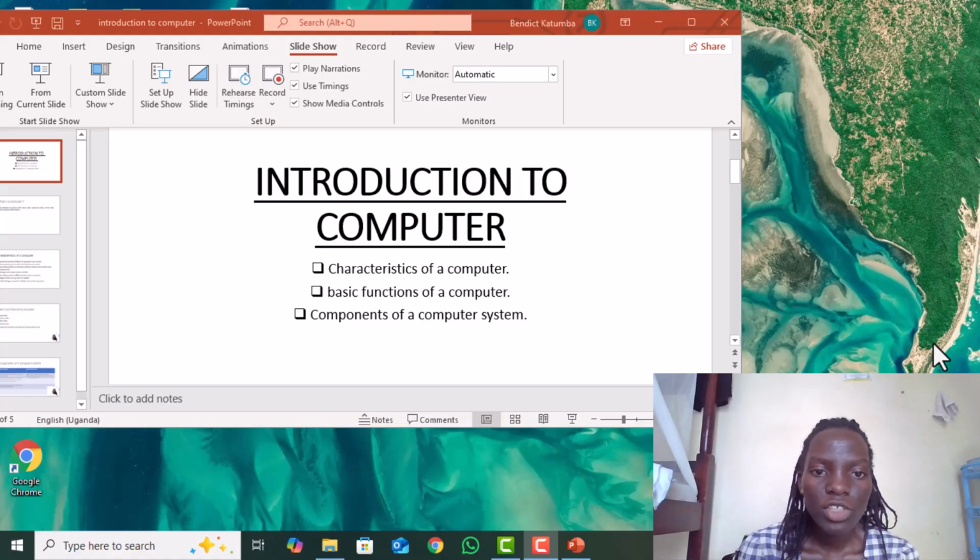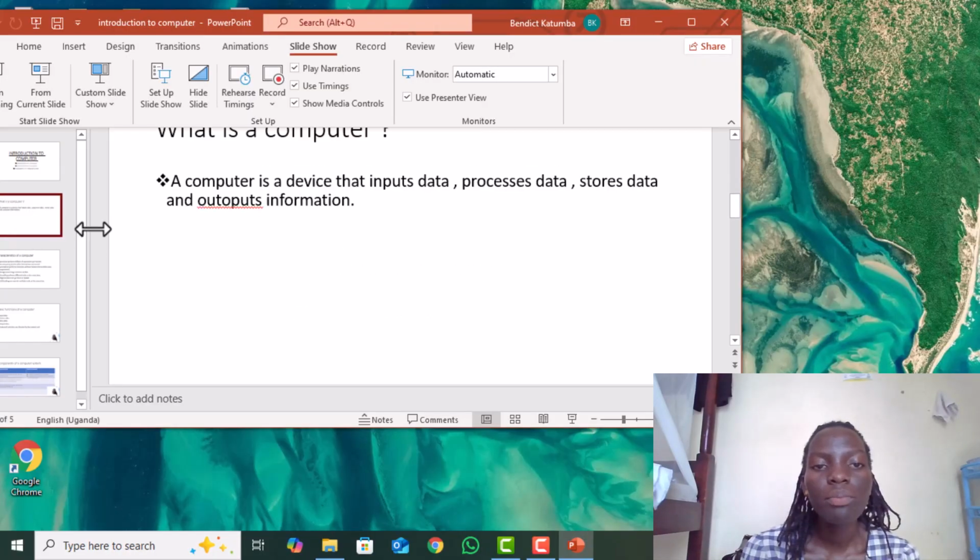Back to our main agenda, characteristics of a computer. First of all, what is it? It is a device that inputs data, processes data, stores data, and outputs information.